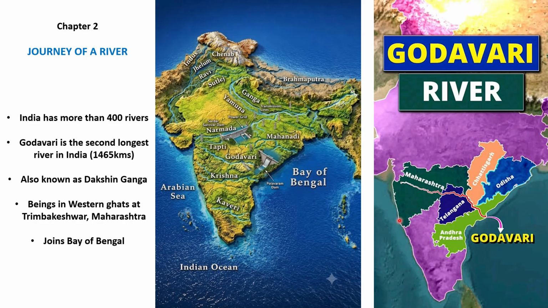And which states does it flow through? It flows through Maharashtra, Telangana, Chhattisgarh, Andhra Pradesh, Odisha, and then to the ocean. The Godavari river flows through Maharashtra, Telangana, Chhattisgarh, Odisha, Andhra Pradesh, and to the Bay of Bengal.